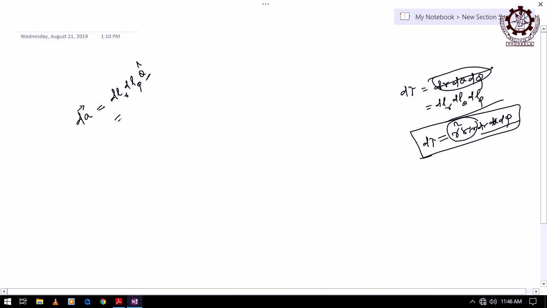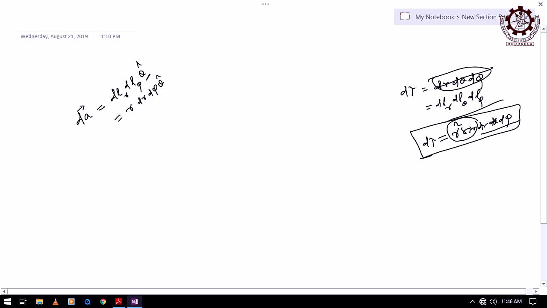Then what will be the values of dl r and dl phi? If you substitute and calculate, it will give you r dr d phi theta cap. If you find the dl r value and dl phi value and put them in, it gives you r dr d phi, then again the same unit vector.